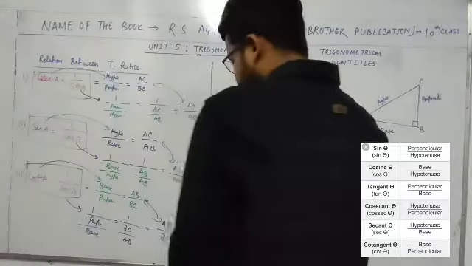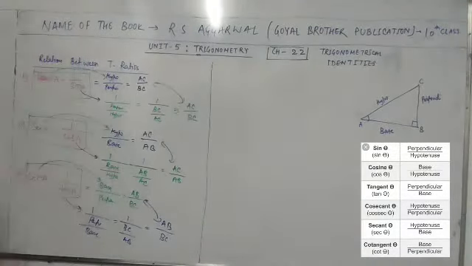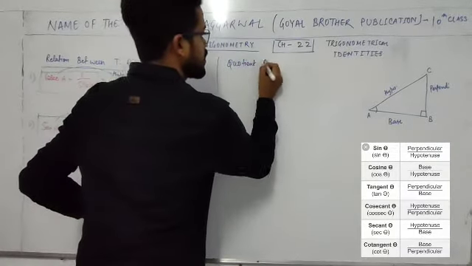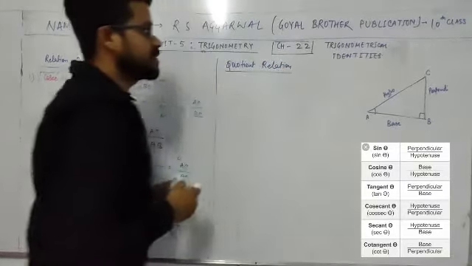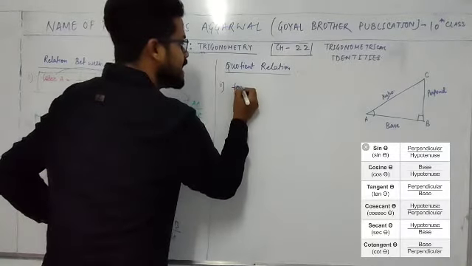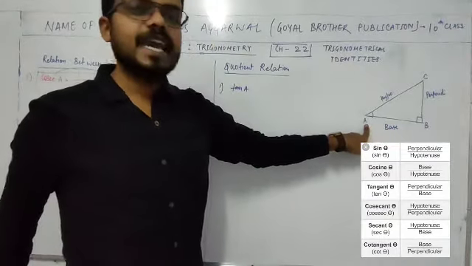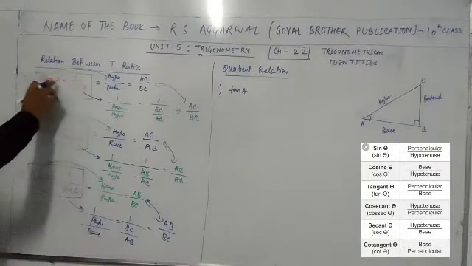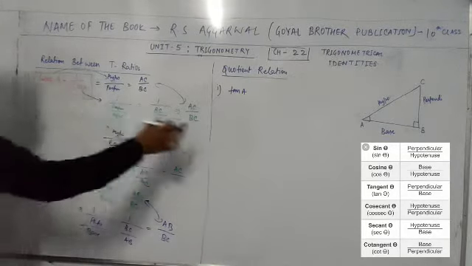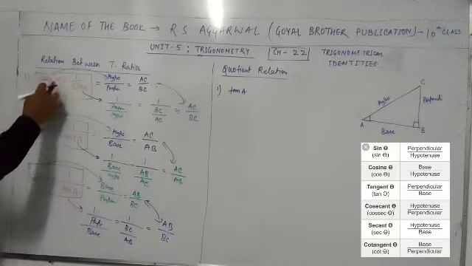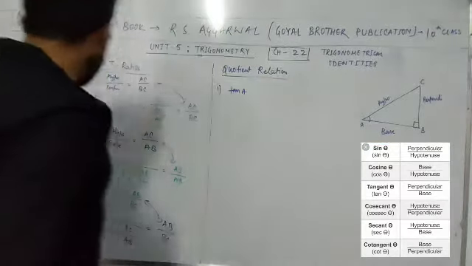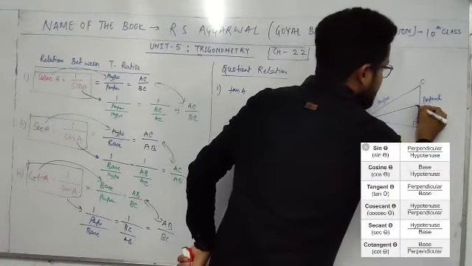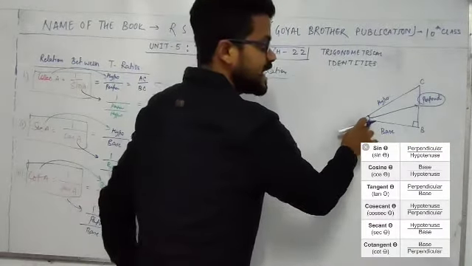Now, the relation between T-ratios. The next is the quotient relation. Here, we take A as an acute angle, and we take all these trigonometric identities in the form of angle A: cosec A, sec A, cot A. If it is B, then we take all of this in the form of B: cosec B, sec B. Always with this angle. In front of this angle is always the perpendicular.